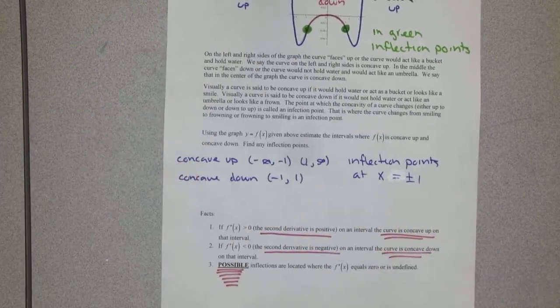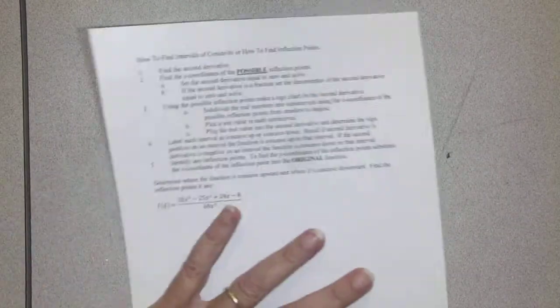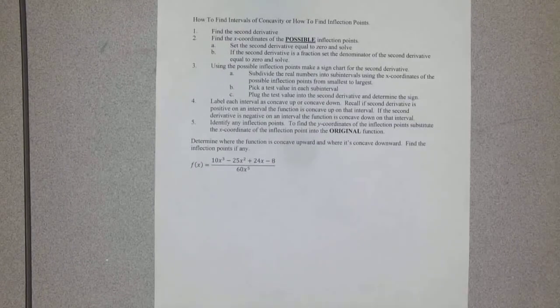And so we're going to do all the exact same stuff we did in the last section with increasing, decreasing, and critical numbers, all that same sort of stuff, but we're going to do it now with the second derivative and call it concave up, concave down, possible inflection points, and inflection points. But the steps are going to be the same. And so how to find intervals of concavity, how to find inflection points.